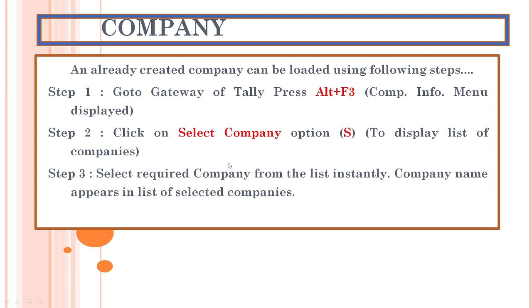Just go to Gateway of Tally. There you press Alt F3. Company info will be displayed. In that you will have the option select company. Else you can press Y also. It will display the list of the companies. Then whichever company you require, you can select from the list. That is selecting a company. Here it will load the company.